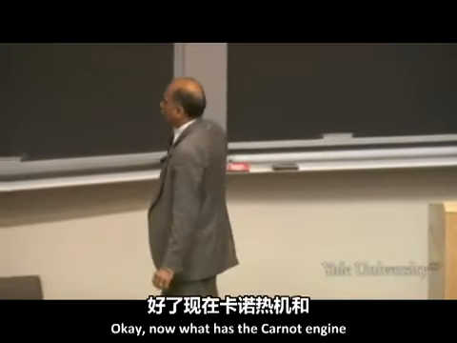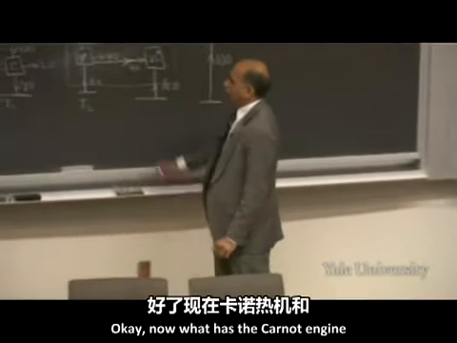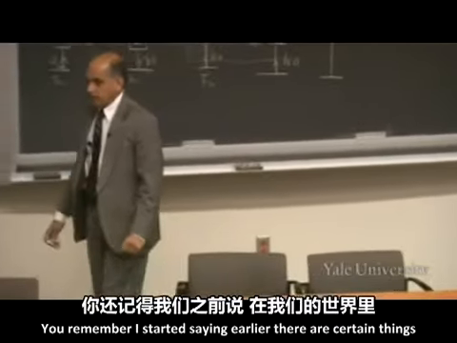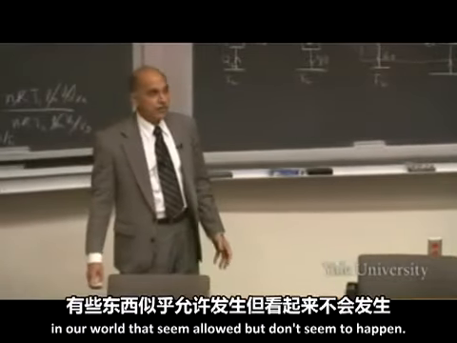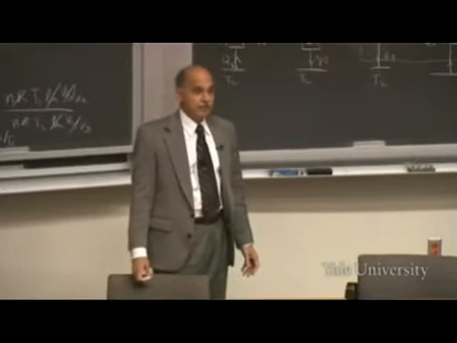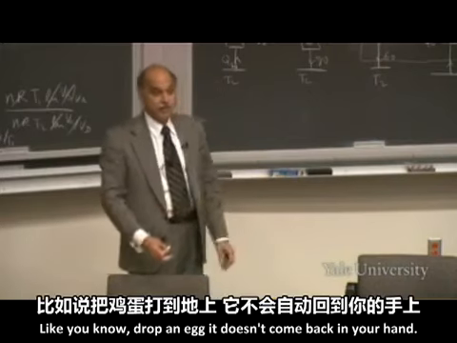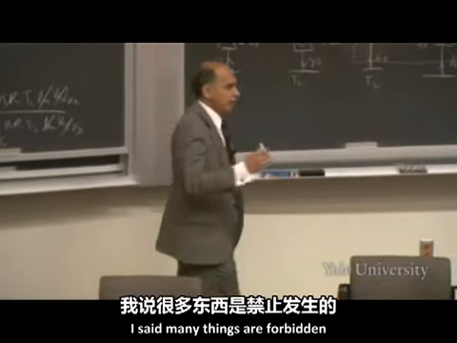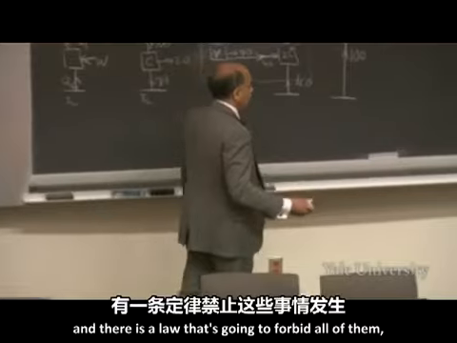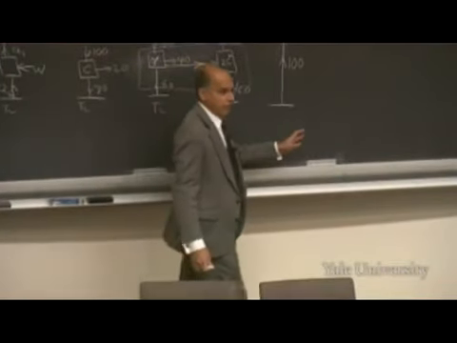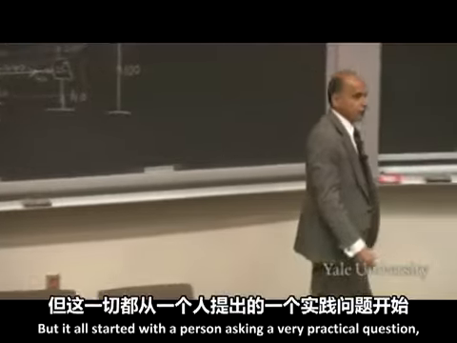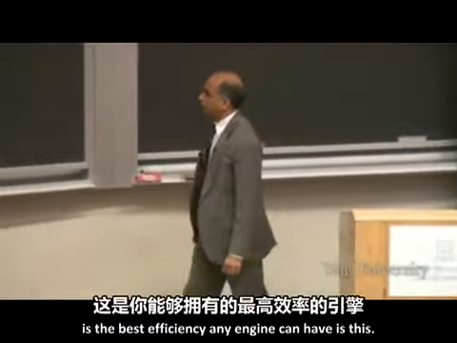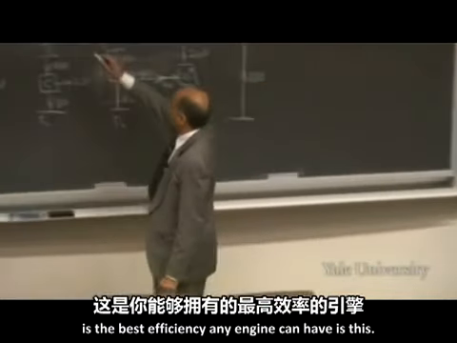Okay. Now, what has the Carnot engine got to do with what I started saying earlier? You remember I started saying earlier that there are certain things in our world that seem allowed but don't seem to happen. Like, drop an egg, it doesn't come back to your hand. You let the weight go down and turn the paddle, it doesn't turn backwards and lift the weight. I said many things are forbidden, and there is a law that's going to forbid all of them, so I'm coming to that law. But it all started with a person asking a very practical question: how good can I make engines? And what Carnot is telling you is the best efficiency any engine can have is this.